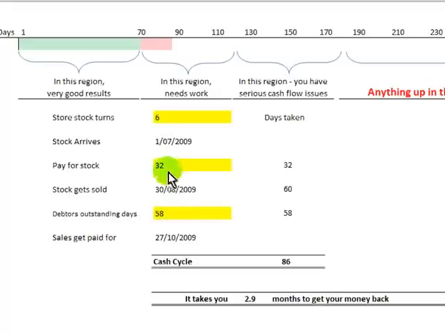So this is the information we need to create our cash to cash cycle. We've got stock turns, when we pay for the stock, and our debtors days outstanding. From that information we can calculate our cash to cash cycle.